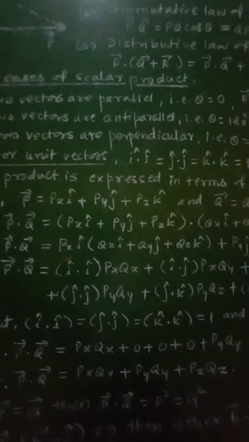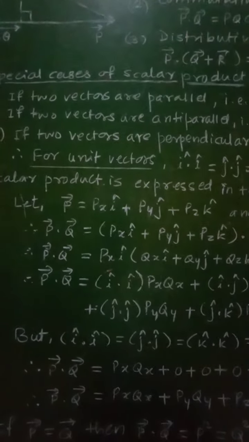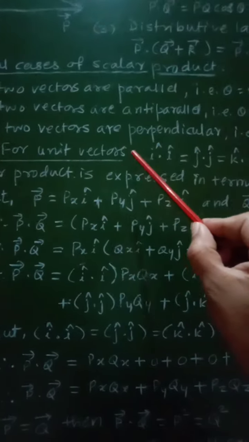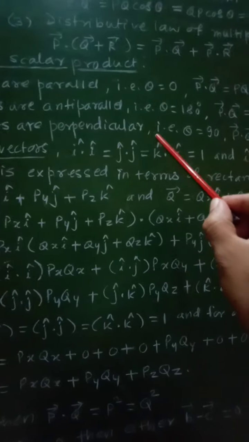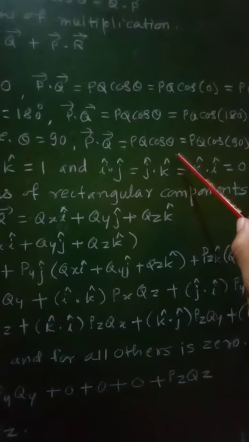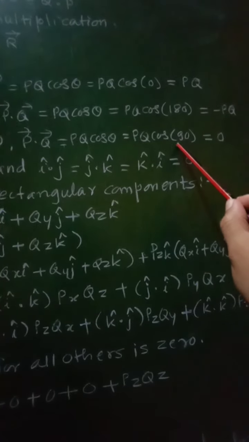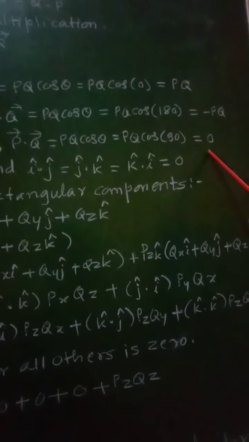So if the two vectors are antiparallel, then their scalar product will be equal to negative product of their magnitudes. Third case, if the two vectors are perpendicular to each other, that is theta will be equal to 90 degrees. Then in this case, vector p dot vector q will be equal to pq cos theta equal to pq cos 90, but cos 90 equal to 0, and therefore vector p dot vector q will be equal to 0. That means if the two vectors are perpendicular to each other, then their scalar product is equal to 0.